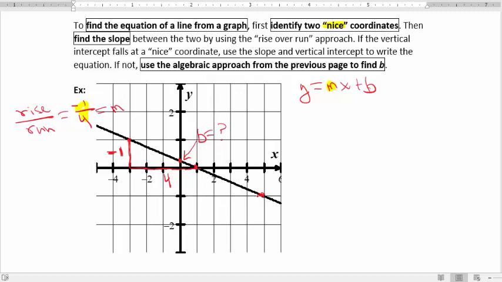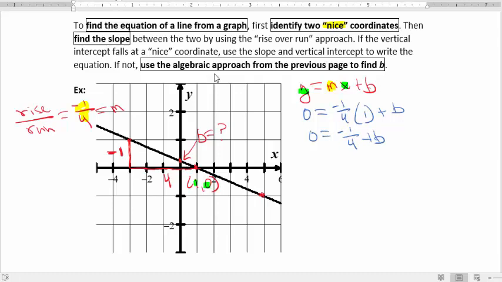Now I also have some points that I can use. I have any of these 3 points I could use. Let's say I wanted to use this point, which is 1, 0. I could replace x with 1 and y with 0, and solve for b. So I replace y with 0, m we said was -1/4, I replace x with 1, and b is what I'm trying to find. So I have 0 equals -1/4 times 1, which is -1/4, plus b.